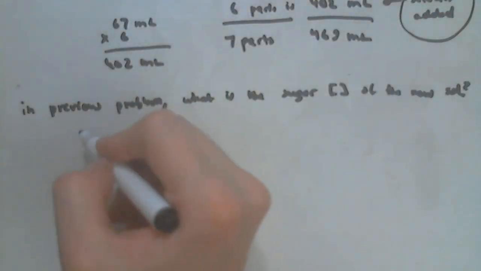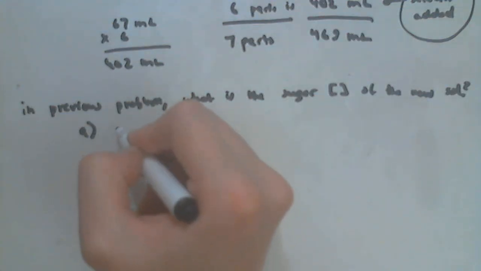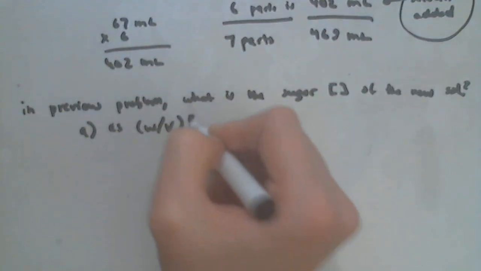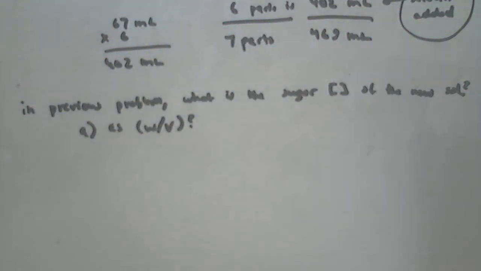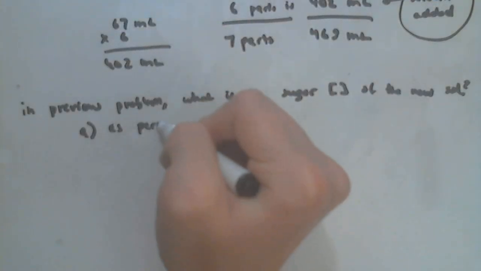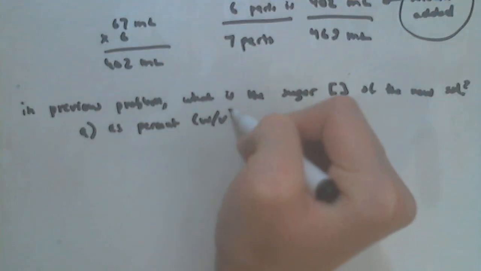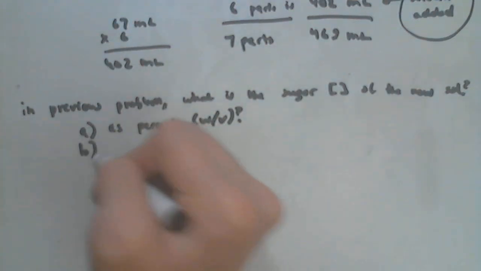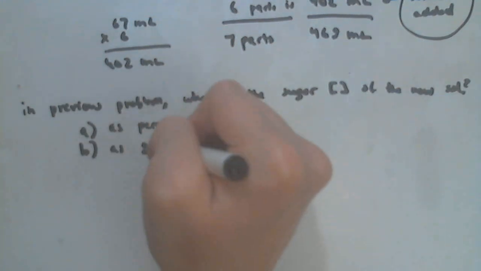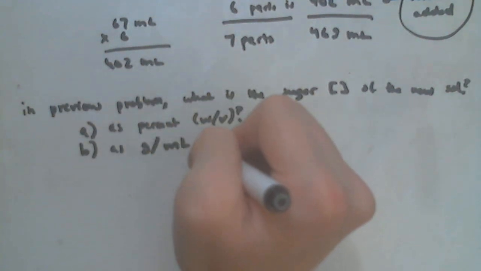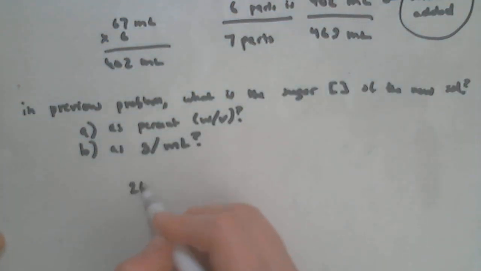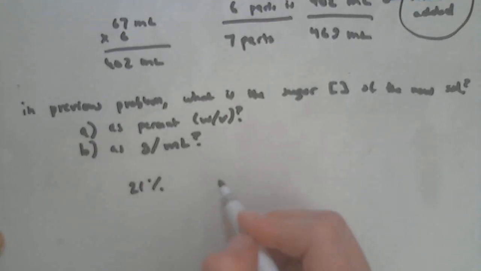And we're going to express it, in the first part, as percent weight to volume, my bad. And then we're going to do a second part, which is going to look at grams over milliliters. So let's look at this. We have a 21% solution.